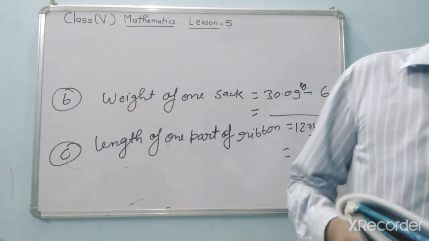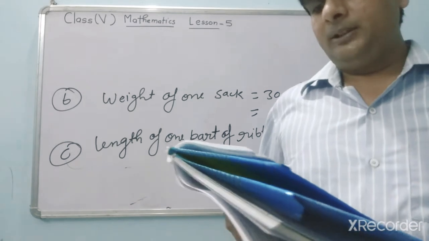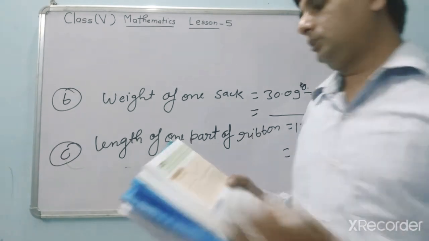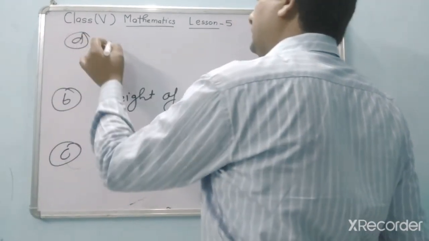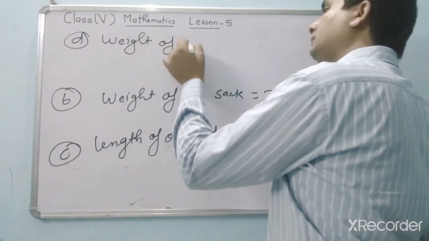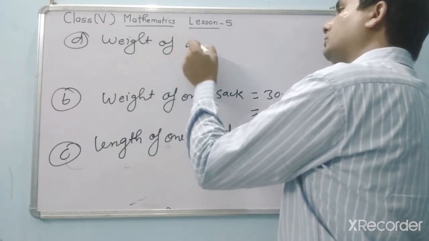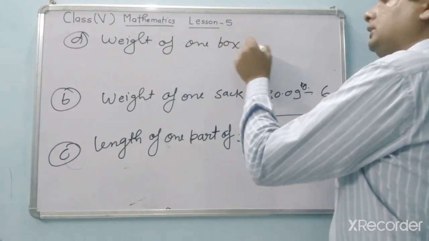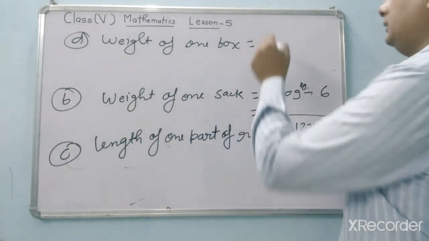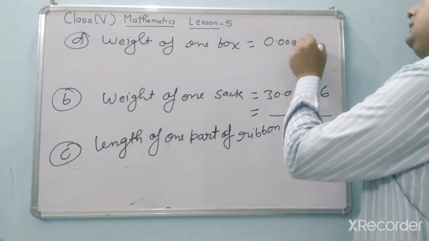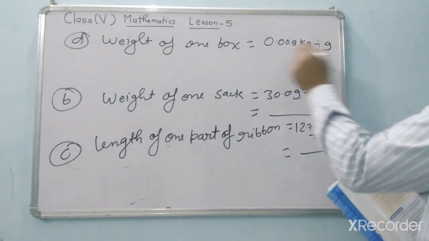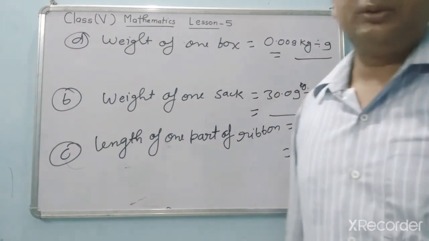Now you can see question number D. If 0.09 kg is the total weight of 9 boxes, what will be the weight of one box? So write, what will be the statement? You can write weight of one, and write in words also, one box equal to 0.009 kg divided by 9. Divide by 9. What will come? That will be the answer. You know how to divide.